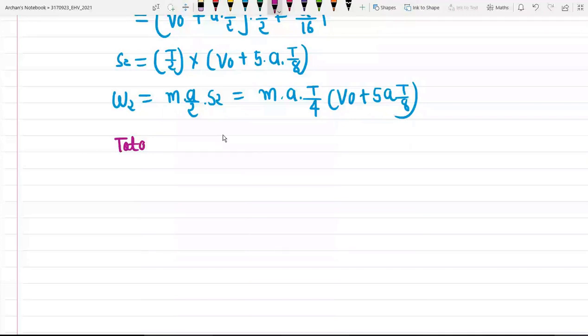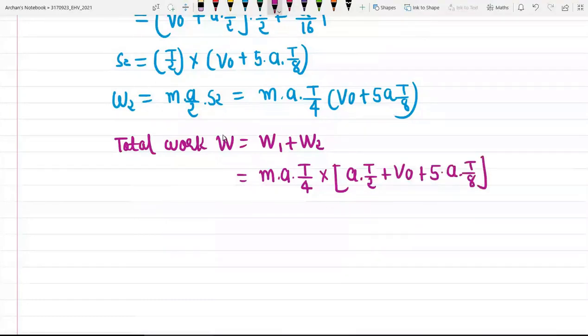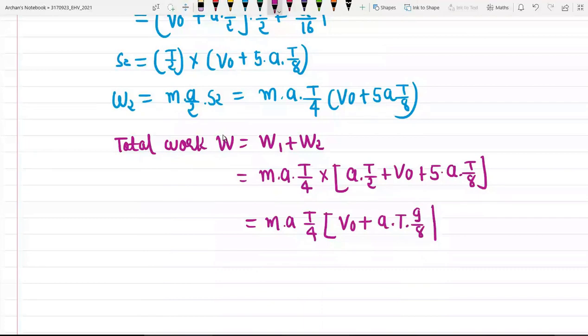Okay, so total work W will be equal to W1 plus W2, that is equal to M A into T by 4 into (A T by 2 plus V0 plus 5 A T by 8). Okay, so that is equal to M A into T by 4 into (V0 plus A T into 9 by 8). Okay, so this is the work done.